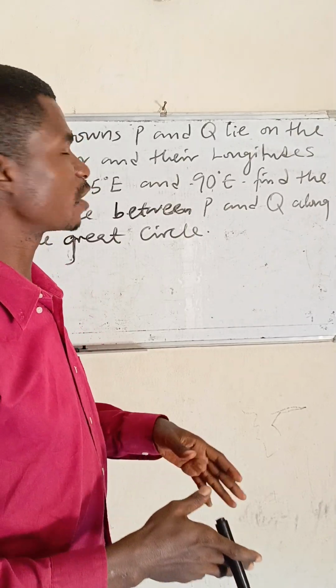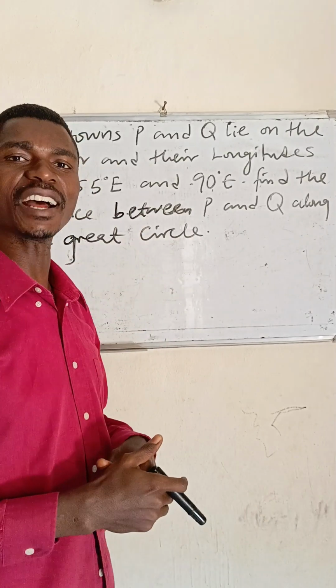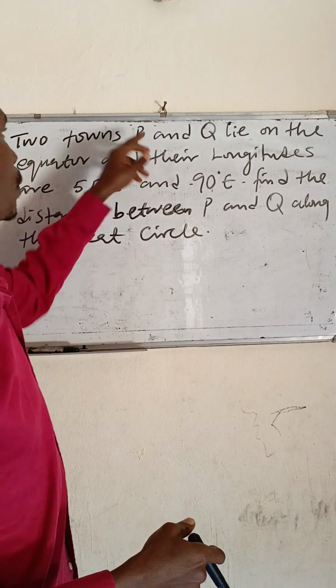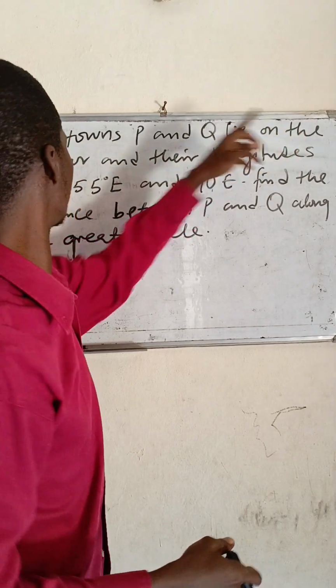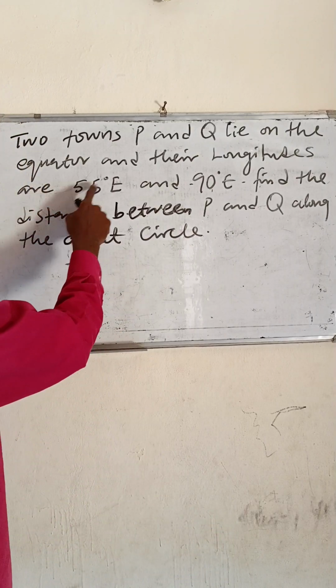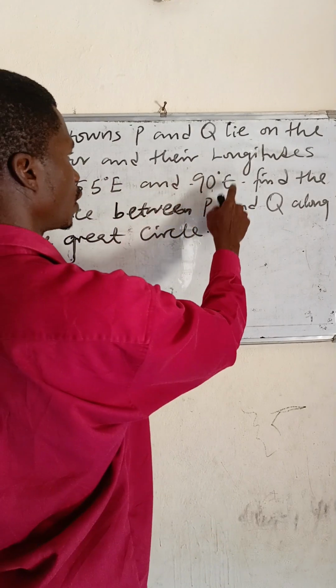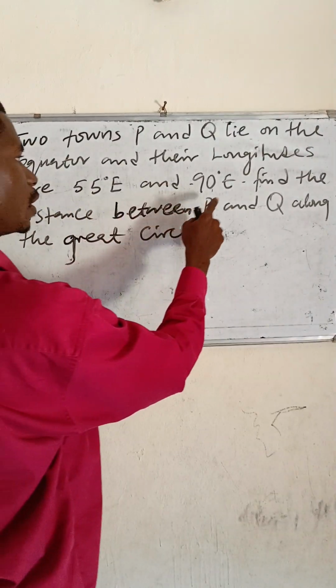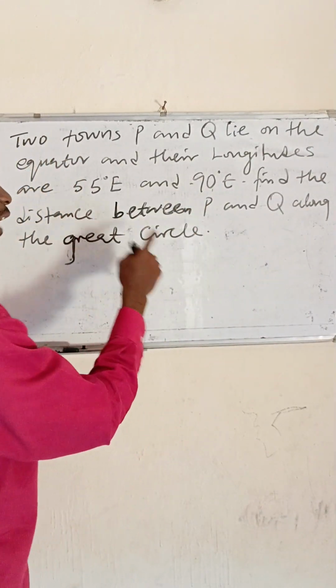Okay, you're welcome. Let's take a look at this question on longitude and latitude. We have these two towns, P and Q, which lie on the equator, and their longitudes are 55 degrees east and 90 degrees east. Find the distance between P and Q along the great circle.